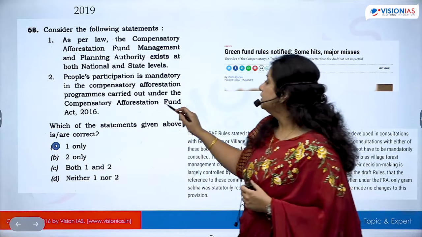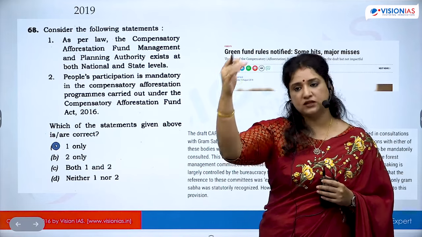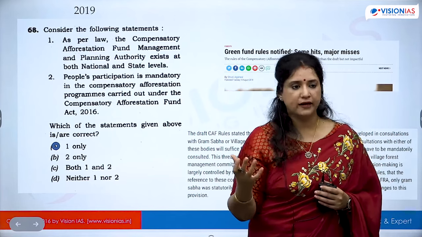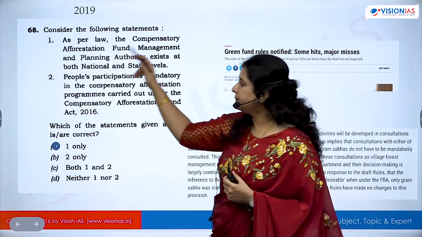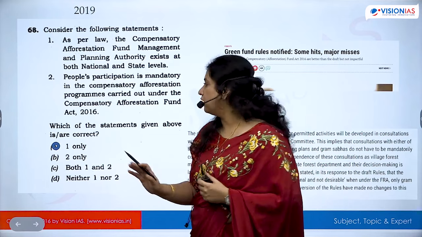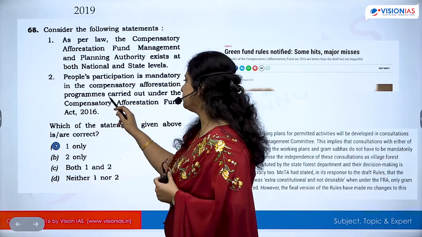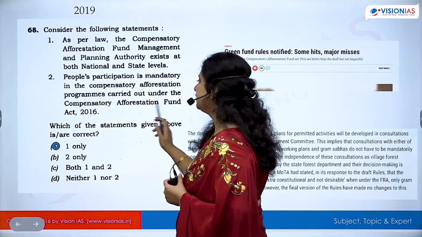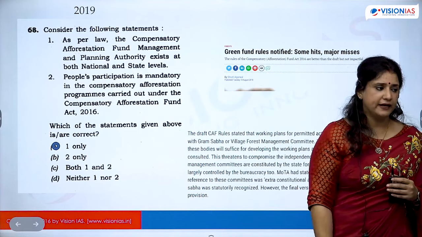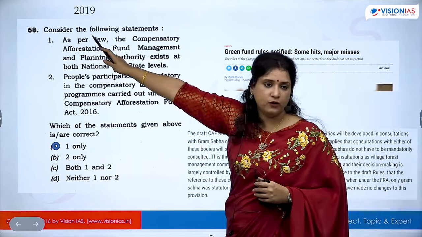Now, this particular authority, CAMPA, exists at both national and state level. Going further, you will read about its provisions and get a better understanding. So the statement itself is a relatively easy one; most people could have solved it. People's participation is mandatory in the compensatory afforestation programs carried out under this fund act. So it's asking, is people's participation mandatory? Now, this is a 2019 question.